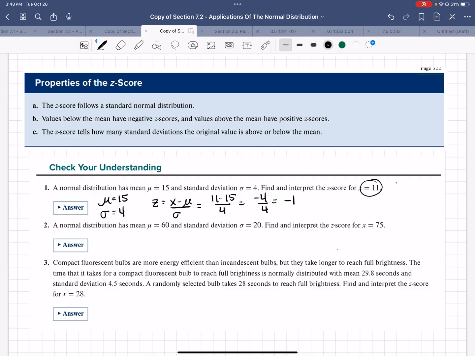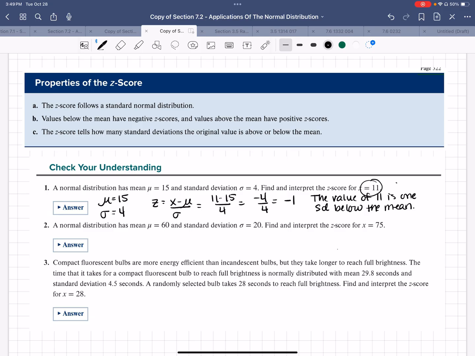That means that the value of 11 is 1 standard deviation below the mean. The value of 11 is 1 standard deviation, I'm going to abbreviate that, below the mean.